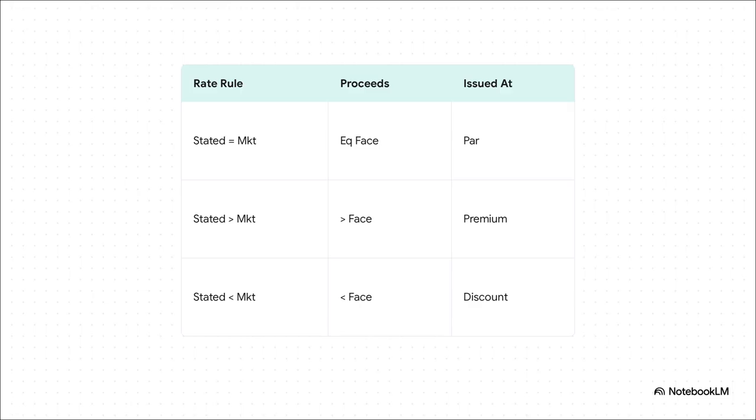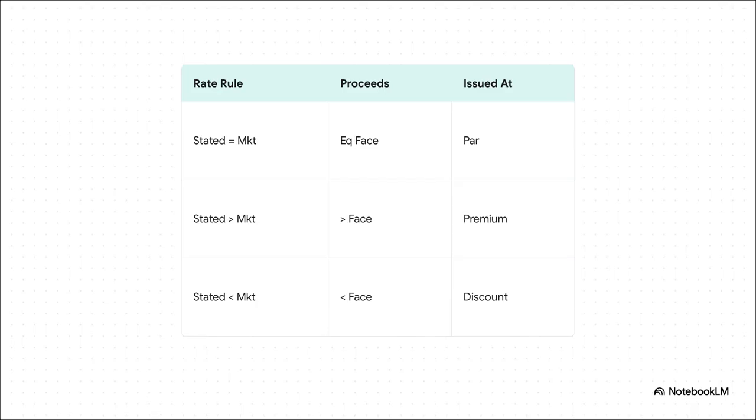Seriously, take a mental picture right now. This is your ultimate sanity check. If the stated rate equals the market rate, your proceeds will equal the face amount and the bond is issued at par. Easy. If your stated rate is greater than the market rate, your proceeds will be greater than the face amount, that's a premium. But if your stated rate is less than the market rate, your proceeds will inevitably be less than the face amount, which gives you a discount. Burn this into your memory.